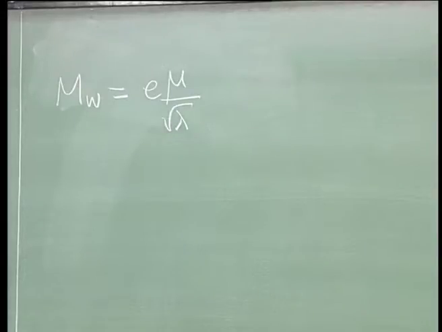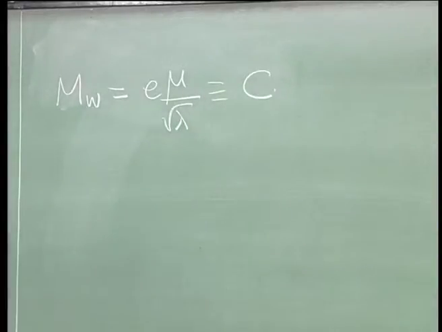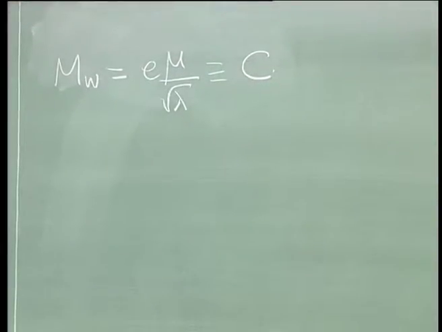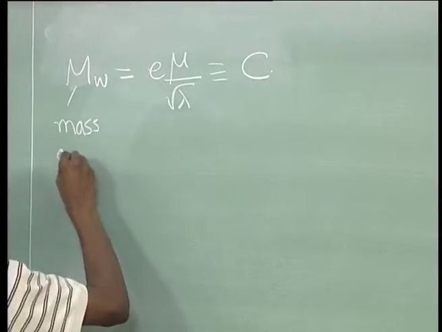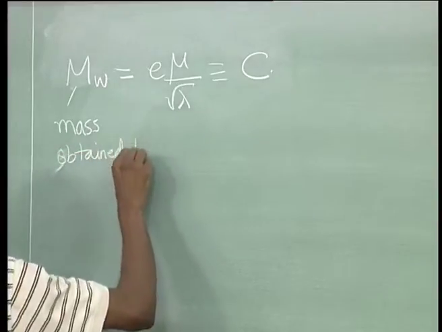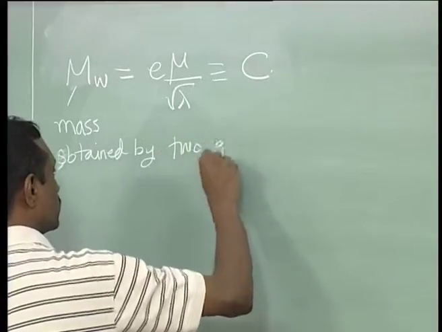Okay. And Prasad and Sommerfeld define this constant to be C, I think. Just give me a second, let me just sort this out. Yes. So, this C is the constant defined. Okay. So, it is the mass of the W boson. Okay. So, this is the mass obtained by the 2 gauge bosons.